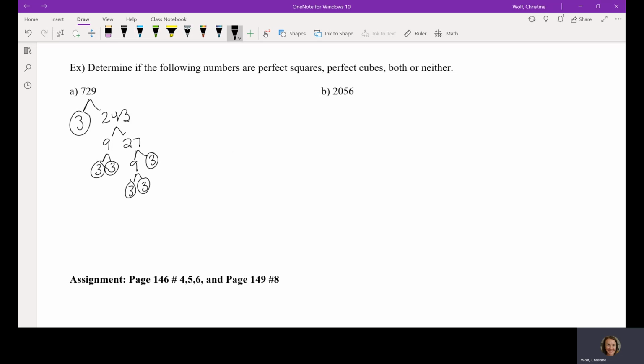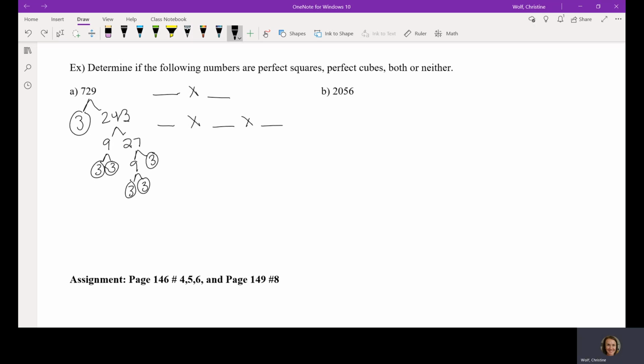Okay, so I have all 3s. I have 3, 3, 3, 3, 3, 3. So we have to figure out, is it possible to create 2 identical groups? If so, it's a perfect square. Is it possible to create 3 identical groups? If so, it's a perfect cube. Okay, if I can't do anything, well then it's neither.